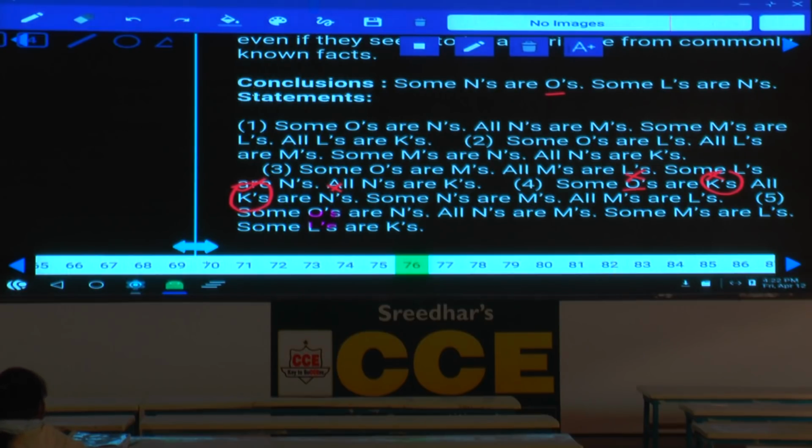What is the conclusion I got here? Some O or N is definitely true. Some O or N I can derive as the first one. Done with this? Hence the first conclusion can be drawn with the help of these two. Then coming to the second. And what happened to the second here? L and N. N is here, N will remain as it is.